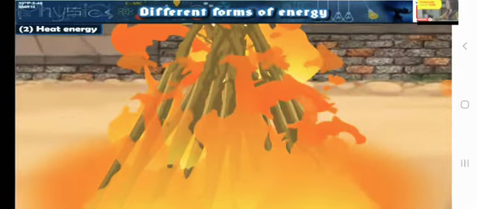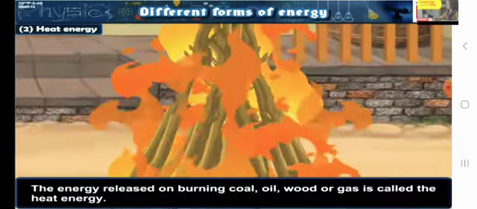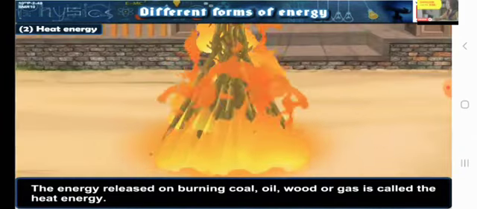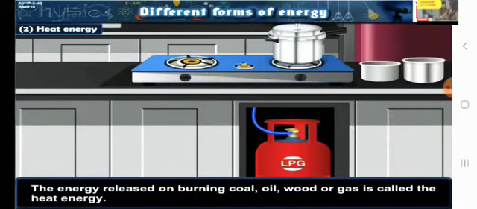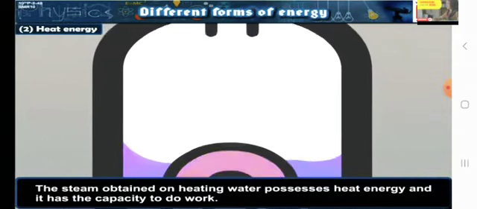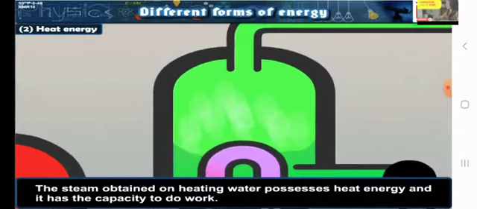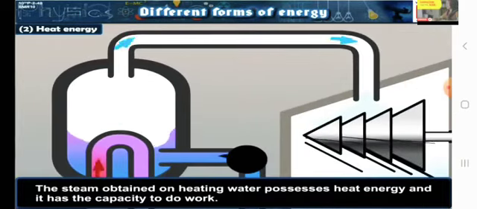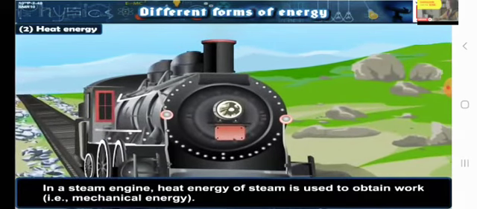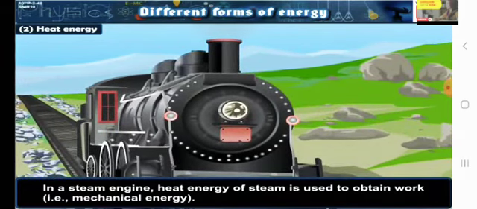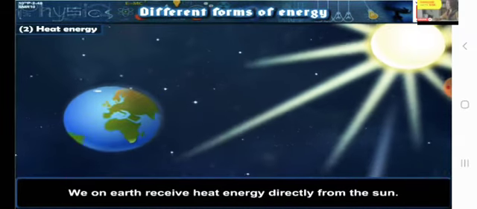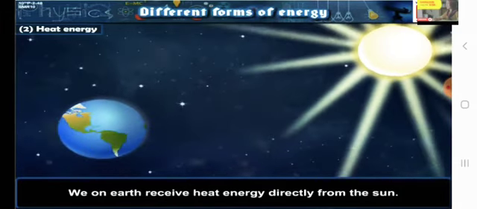2. Heat energy. The energy released on burning coal, oil, wood, or gas is called heat energy. The steam obtained on heating water possesses heat energy and it has the capacity to do work. In a steam engine, the heat energy of steam is used to obtain work, that is, mechanical energy. The sun is also a source of heat energy. We on Earth receive heat energy directly from the sun.